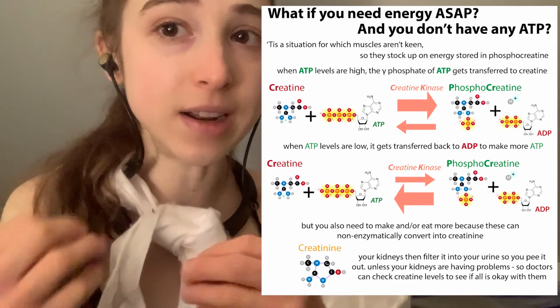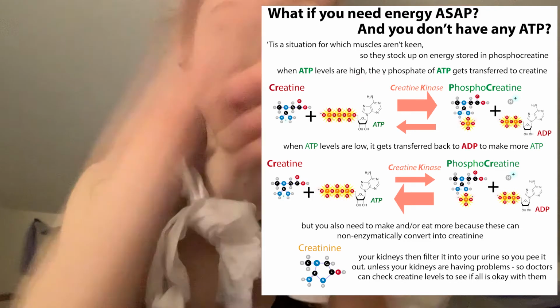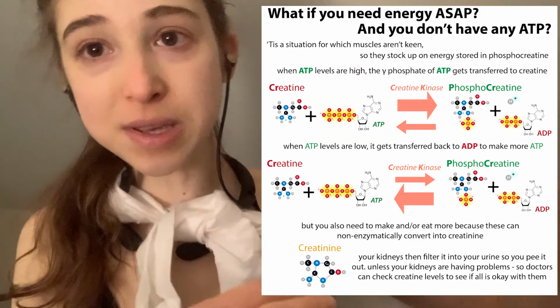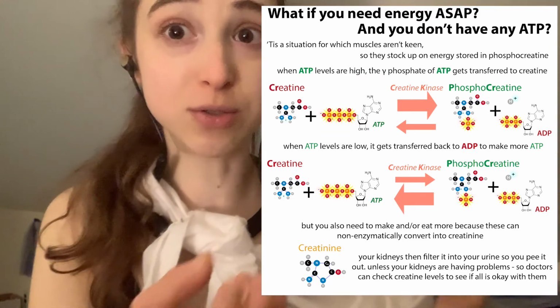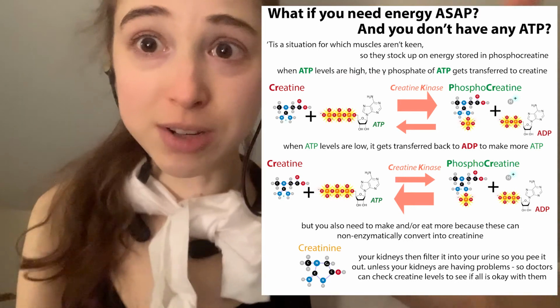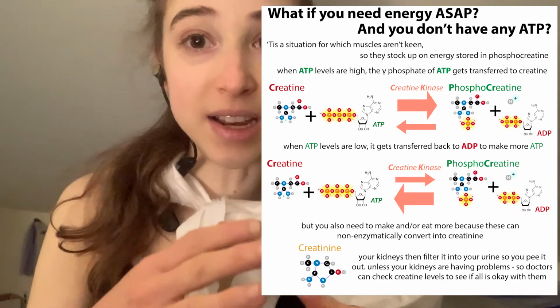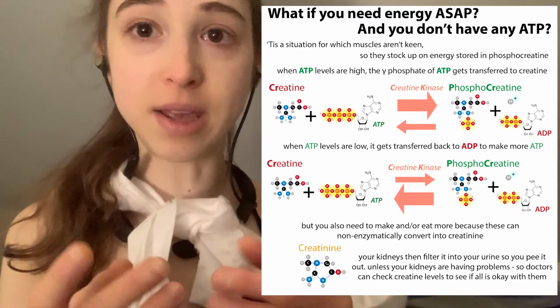And then, when they need energy, they can transfer the phosphate from creatine phosphate onto ADP to make ATP, and now you've got ATP without having to store up a bunch of it. And what's really cool is that this whole process is regulated by levels of ATP and ADP. It's all really cool, and so let's talk about it.